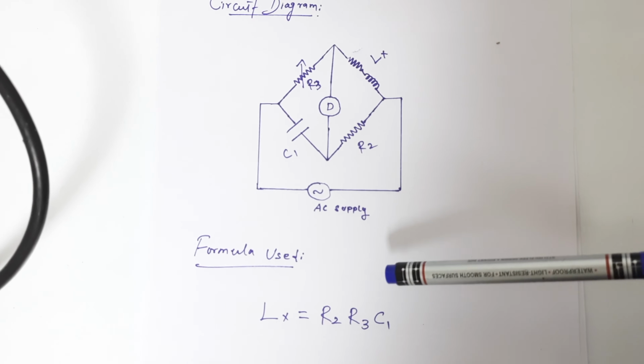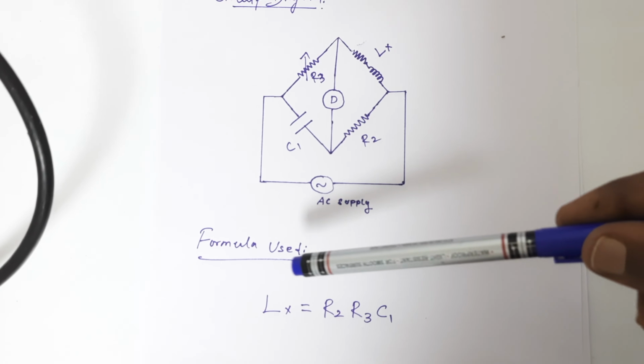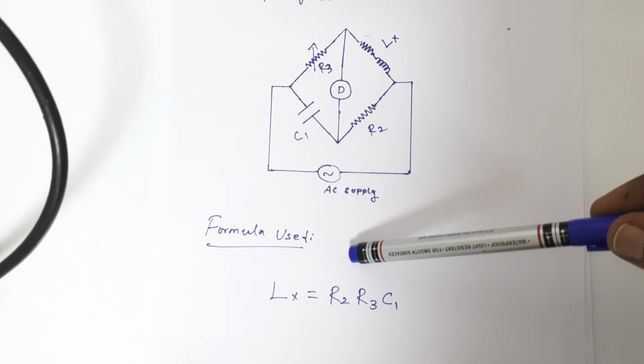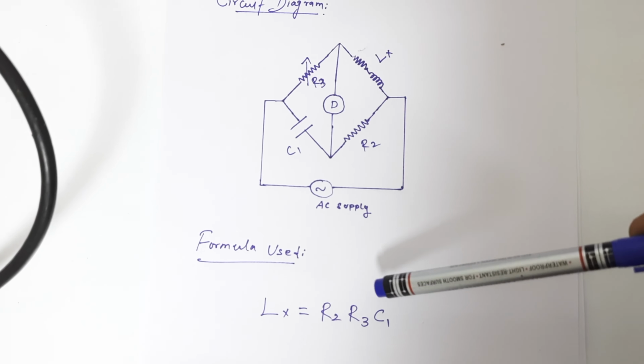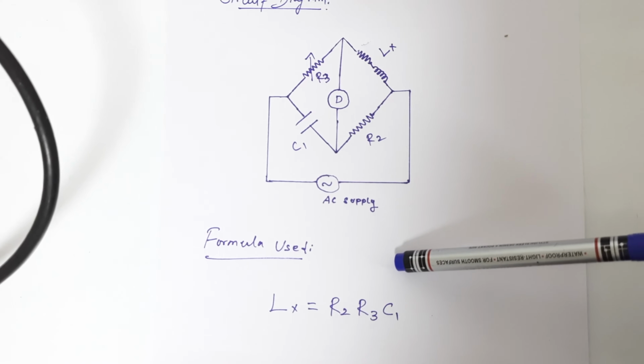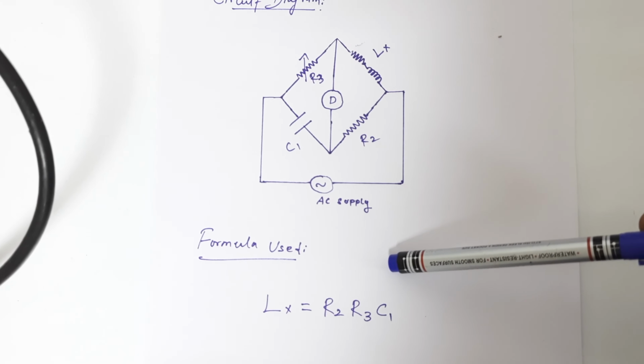This is the formula we use to calculate the unknown inductance. So this is R2 and R3 and C1. These are known values, and here R3 is a variable one. By using this formula we calculate the unknown inductance.